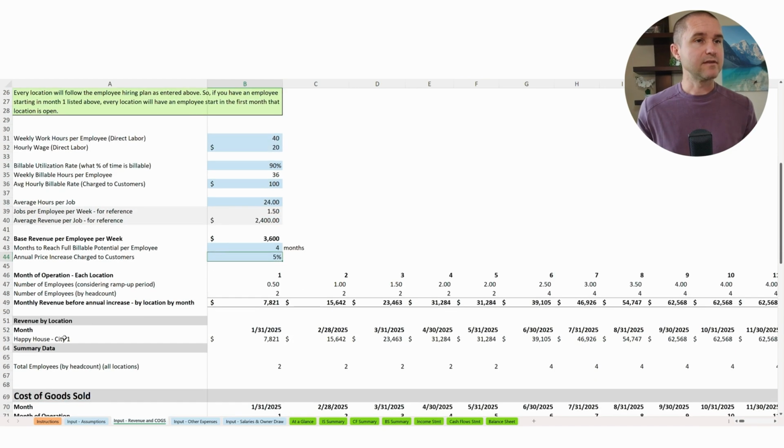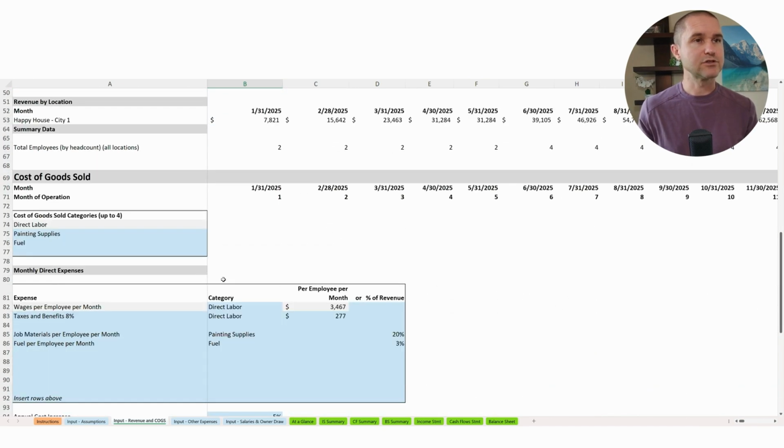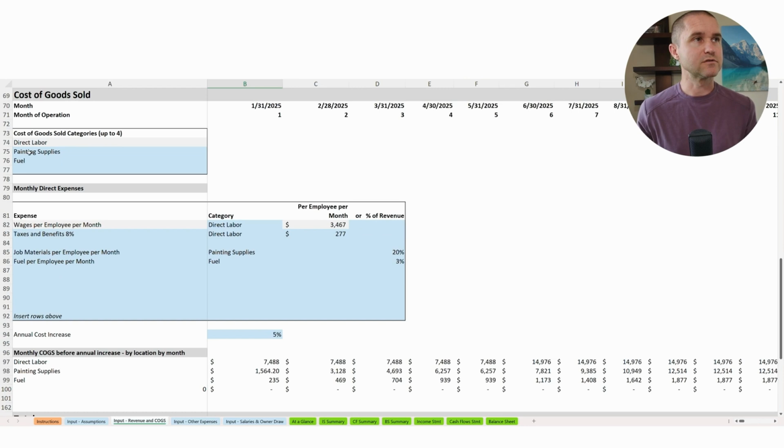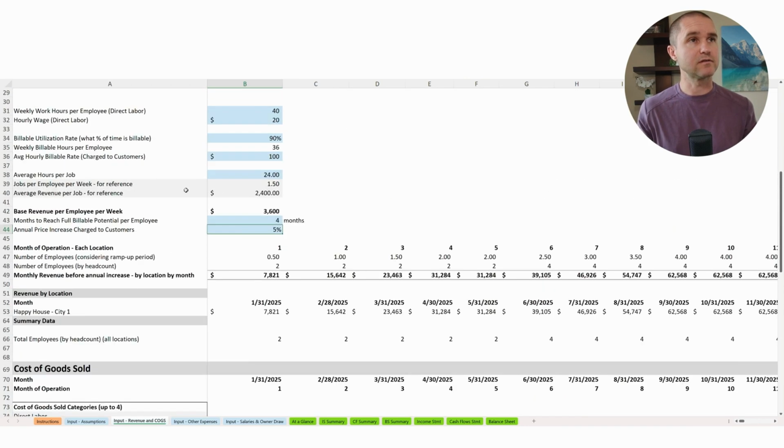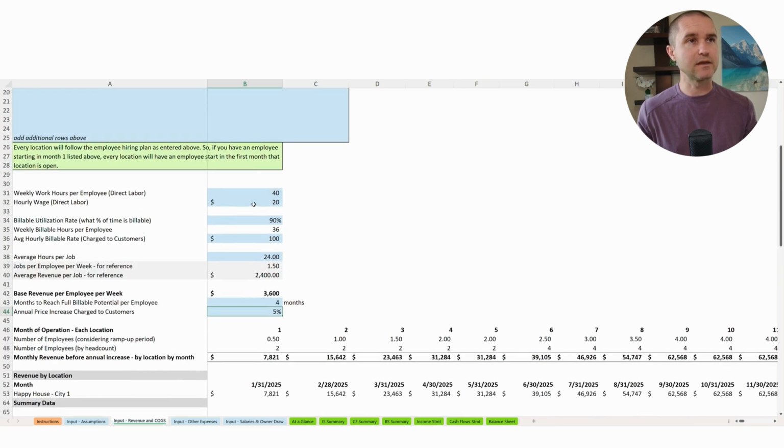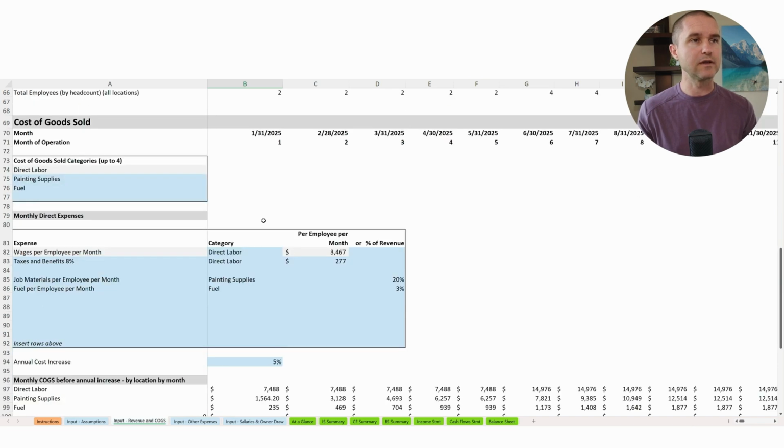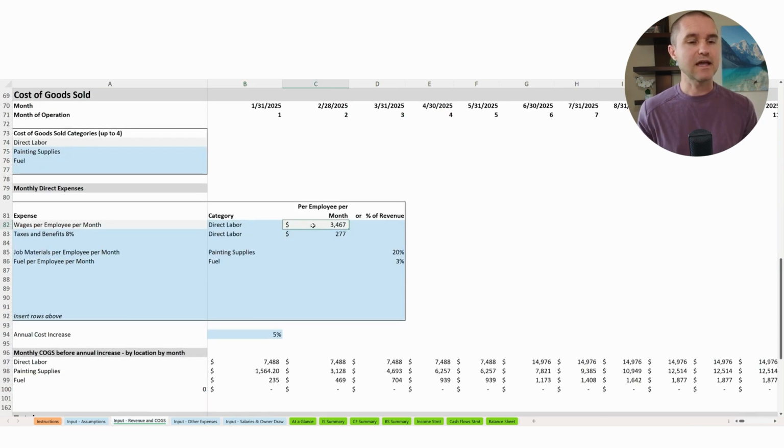All right, so then next we have a handful of calculations and then our cost of goods sold section. We've already handled the direct labor portion because we have the labor related to these assumptions. We're paying the employees $20 an hour. They're working 40 hours a week, and we know how many employees we have. So this is calculating the average based on that 20 an hour and 40 hour work week. And then we also have taxes. We estimated that to be 8% of their wages to go towards taxes and benefits.